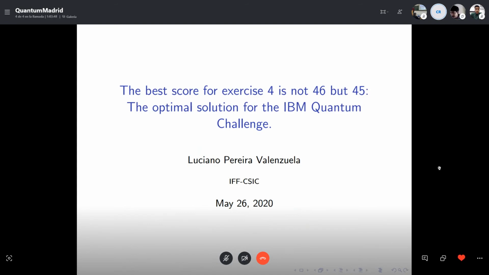A couple of weeks ago, we celebrated the anniversary of the IBM Quantum platform, and only 4 people all over the world got the optimal solution for the most difficult exercise of the 4 exercises in the challenge. That person happens to be studying a PhD in Spain. His name is Luciano Pereira Valenzuela, and today we have the honor of having him as a guest speaker in our meetup. So thanks a lot, Luciano.